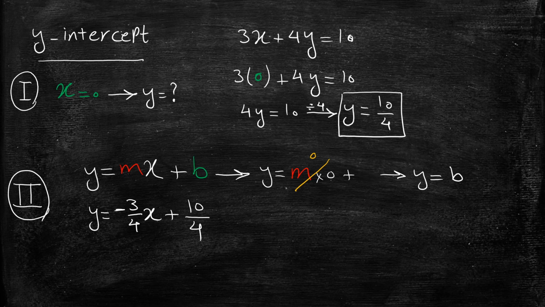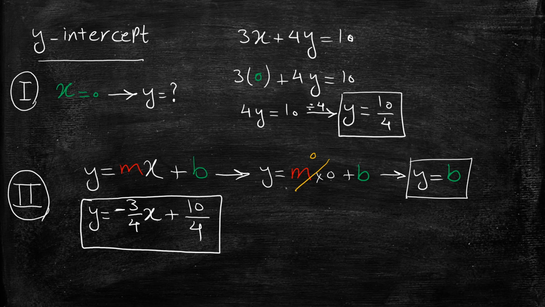If I also keep the color code, y equals b. What does that mean? The intercept is just the b. So once you convert the equation into general form, the lone number here, the b, 10 over 4, is just the y-intercept. That's it. You see? That's the y-intercept. So any linear equation with two variables, you write it in general form, which is y equals the slope times x plus b. If you convert it into general form, the b, the lone number, is the y-intercept.